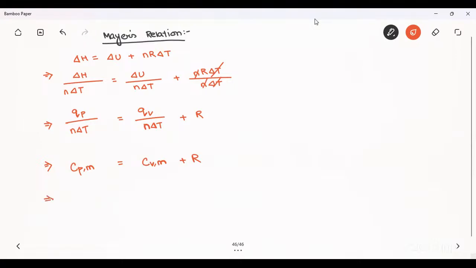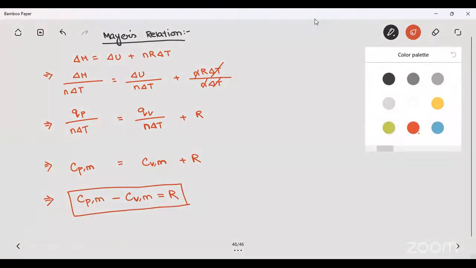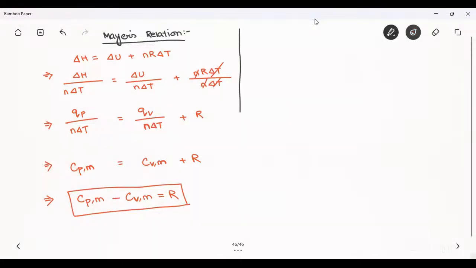So what equation we got? CPM minus CVM is equal to R. This is a very important formula you have to remember. This is the Mayer's relation. This is the whole derivation, and this is what you have to remember. Clear, everyone? Yes, ma'am. Okay.